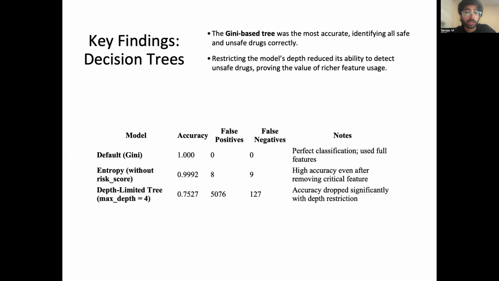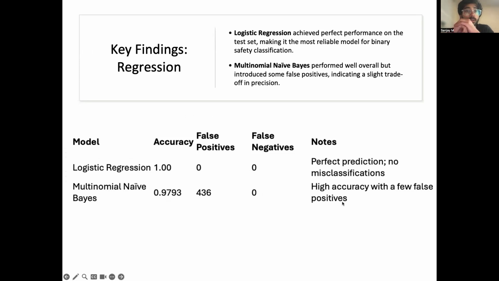Apparently, there are so many features that were important in order to classify whether a particular drug is safe or not. So we'll move on to the third supervised learning method, which is logistic regression, and we compared it with multinomial naive Bayes too. As you can clearly see, logistic regression achieved a perfect classification performance compared to the multinomial naive Bayes. It had slightly better precision and fewer false positives, making it the most reliable model for binary classification.